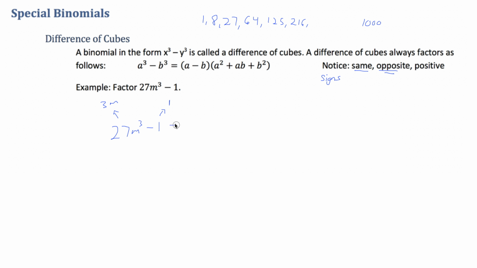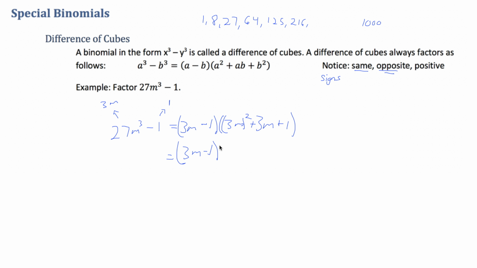And so we can factor this to equal a minus b, so 3m, that's our a, minus b, which is 1, times a squared, so 3m squared, plus a times b, so 3m times 1, which is just 3m, and then plus b squared, which is 1. And we should rewrite this because we have this term right here that we can multiply out.